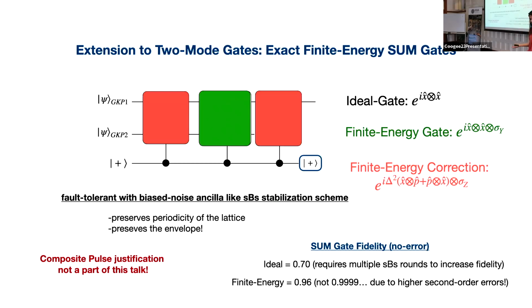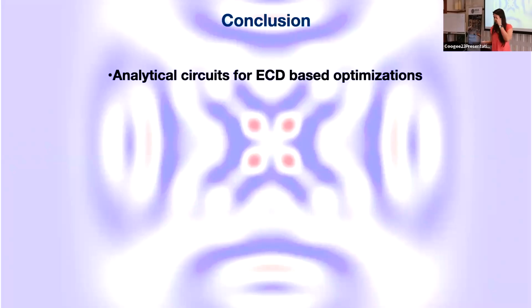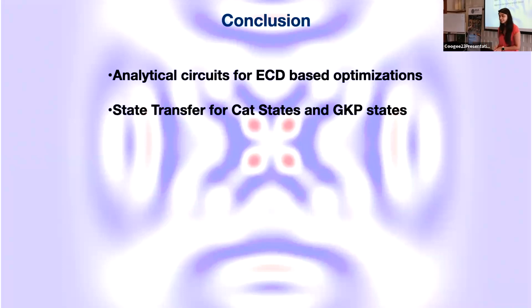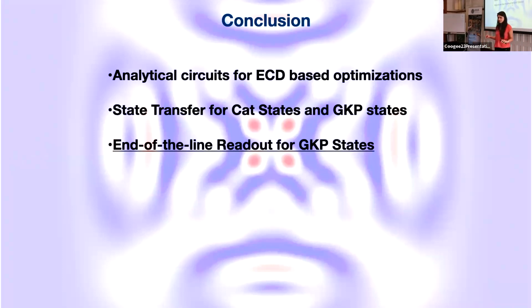So with this framework, I was able to get analytical circuits for ECD optimized state transfer. I showed you the state transfer for GAT states and GKP codes. I have actually a better end-of-the-line readout mechanism for GKP states, but given the time, I cannot discuss that yet. But I'll be happy to chat if you're interested in that sort of thing.